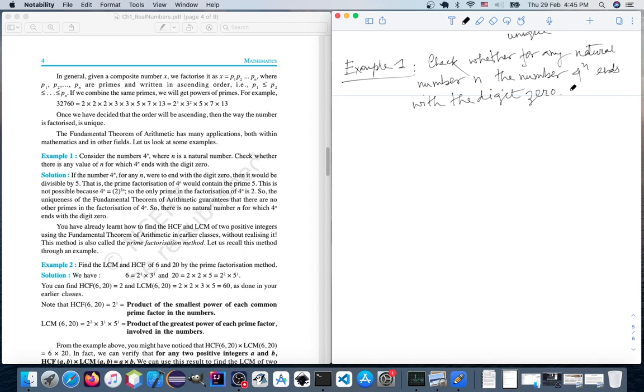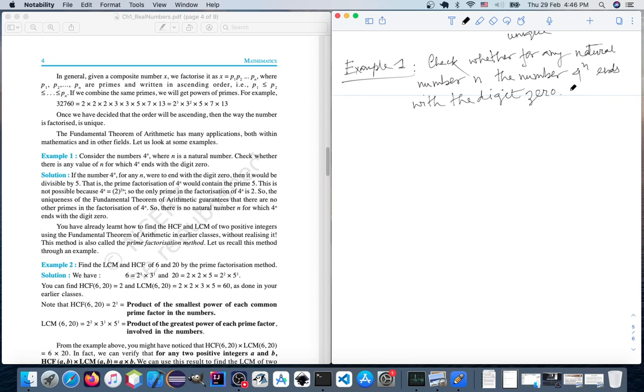So what is the problem? What is the question? The question is, if we take a number 4 to the power n, where n is a natural number, is there any natural number n such that the number 4 to the power n will have 0 as the last digit? So the solution says, if the number 4 to the power n for any n were to end with the digit 0, then it would be divisible by 5.